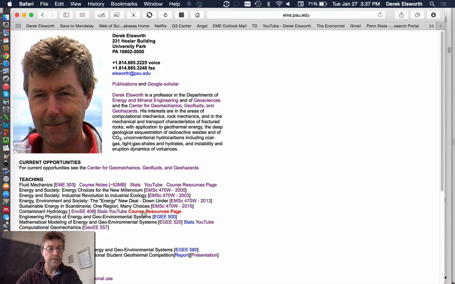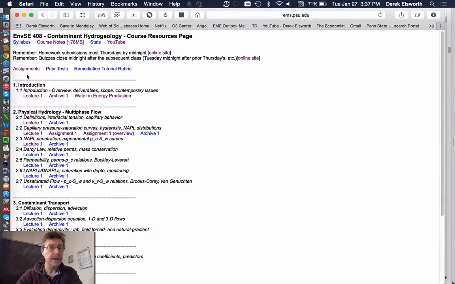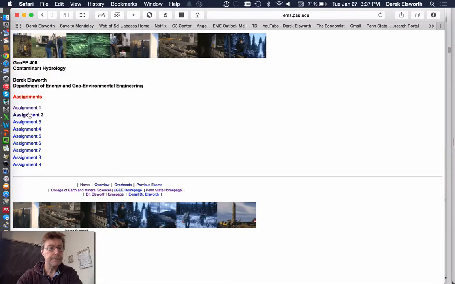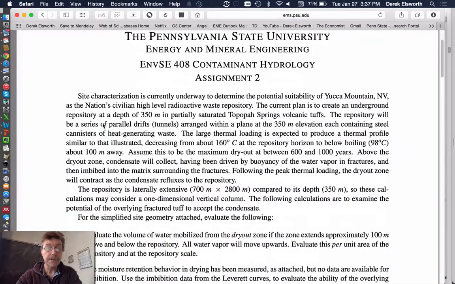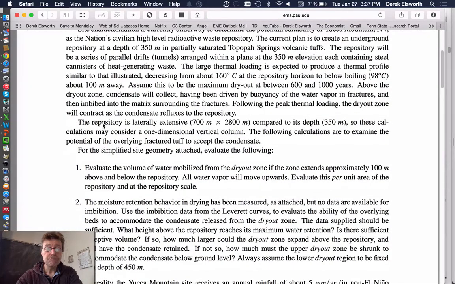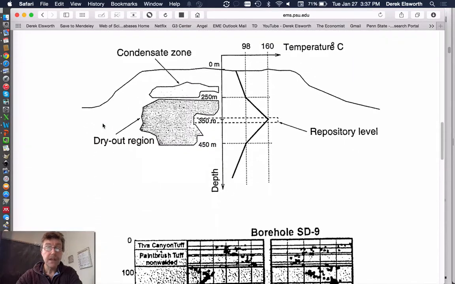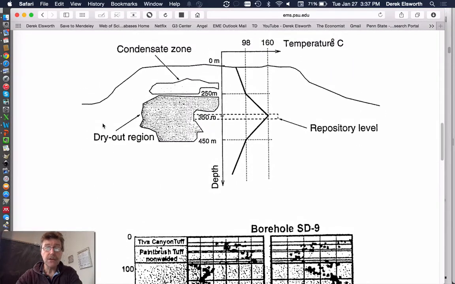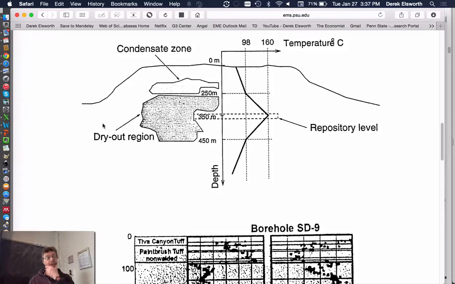Another Yucca Mountain one. I don't know if that's good or bad. I won't read it, but I'll bring it in. But basically the question is this. We talked before about Yucca Mountain, which is a repository. I guess I can't draw on this.